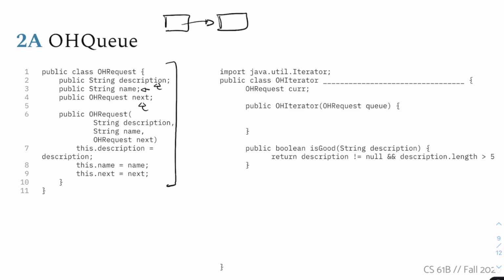So the first thing we're going to try to build is an office hour iterator. The goal of this is to implement an iterator that returns office hour request objects, but only if they have good descriptions. And the way we define a good description is by this function right here. It doesn't really matter what it says, but if you're curious, it's just saying whether or not the description is empty and whether or not the description is greater than length 5. I'll give you a couple of seconds to think about it.